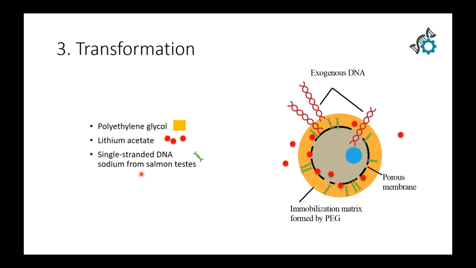And now we are ready to add our exogenous DNA. And in the example I mentioned before, these would be the copied pieces of DNA from our beetle. This time our DNA is capable of entering through the opening in the cell membrane and entering the cytoplasm of the cell.